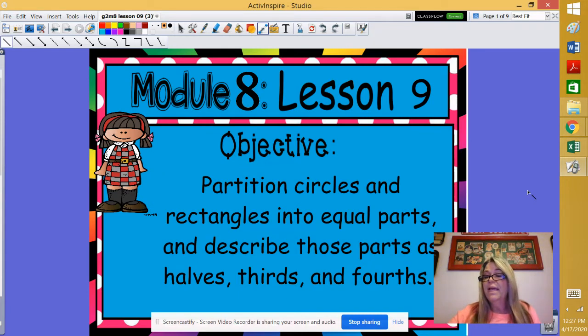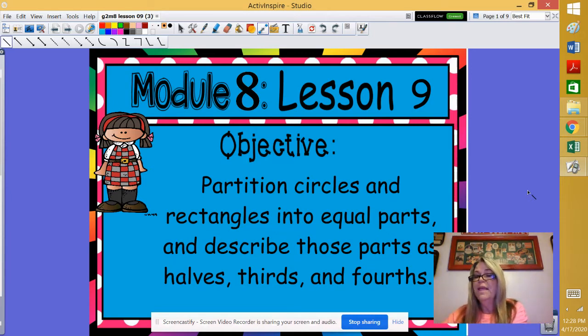Now, if I were going to share this cookie with you, and I told you I was going to give you half of this cookie, is this half? Why not? That's right, because they're not equal parts. If I offered to give you half of my cookie and I gave you this, is this half? No, this part is a lot smaller than this part.